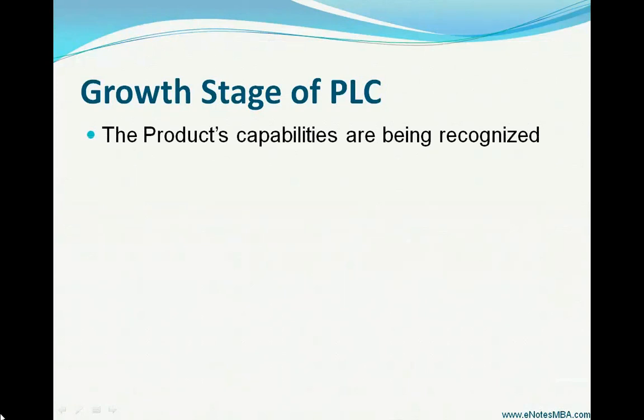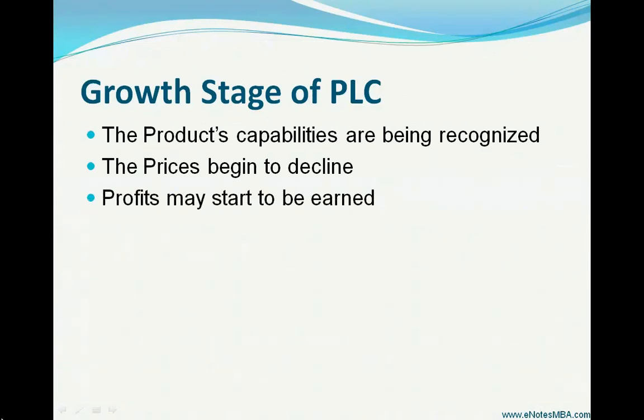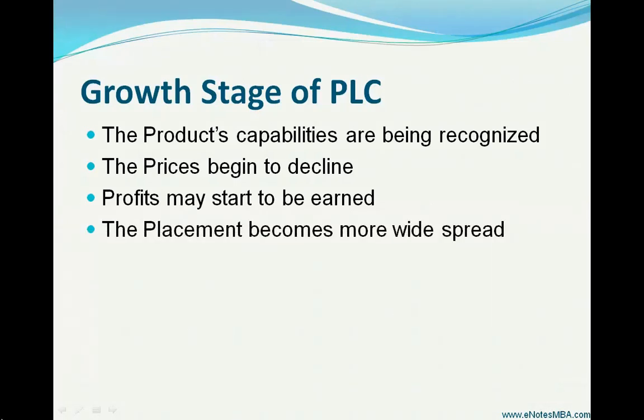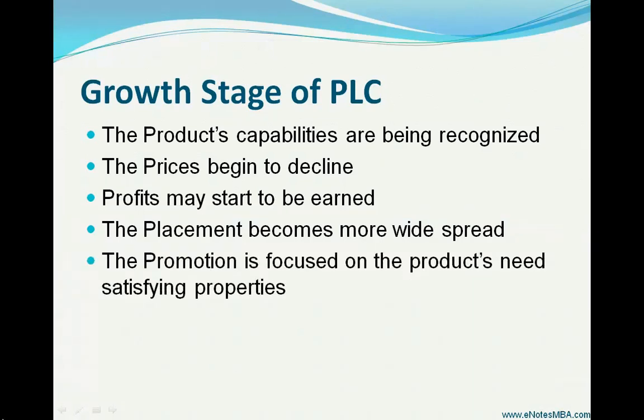Growth stage of the product life cycle. At the growth stage, the product's capabilities are being recognized and the product becomes more widely known and consumed. Prices begin to fall as the first competitors enter the market. Profits may start to be earned, but advertising expenditure remains higher. At this stage, placement of product does not remain selective, rather becomes more widespread. Promotion is focused on the product's need-satisfying properties, and marketing is used to establish or strengthen the brand and develop an image for the product.